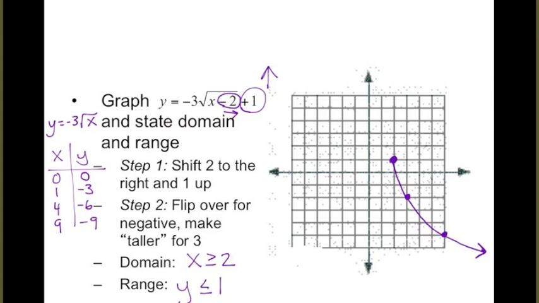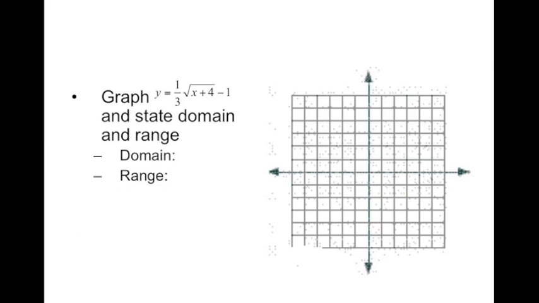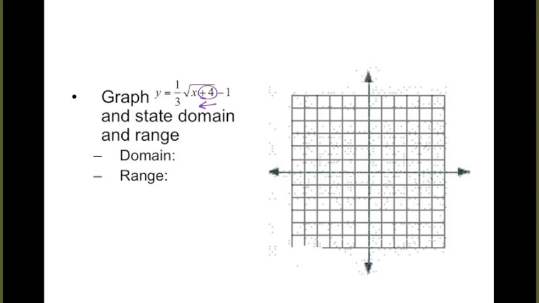Alright, let's get some more examples of this type. First thing we do is take care of shifting. Anything that is with the x is a sideways shift in the opposite direction, so it's going to go to the left 4. Anything that's outside of the root is an up or down shift, doing what it says. So down 1. So we're going to go left 4 and down 1, and that's going to create our endpoint.